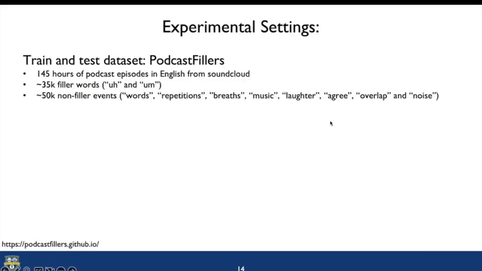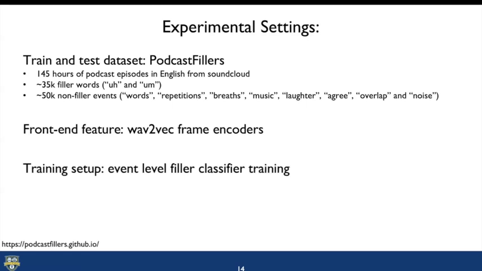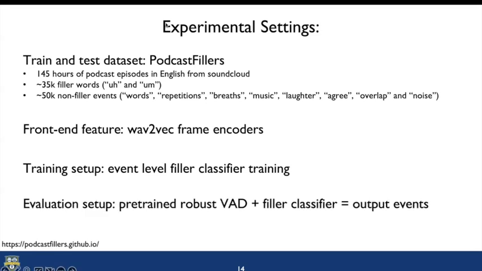In the experiment part, we train and test our method on the PodcastFillers dataset. For the front-end feature, we use a pre-trained wav2vec frame encoder. And during training, we simply train an event level filler classifier. And during evaluation, we integrate a pre-trained robust voice activity detection module and the trained event level filler classifier. And eventually, we output the event labels together with their time steps.